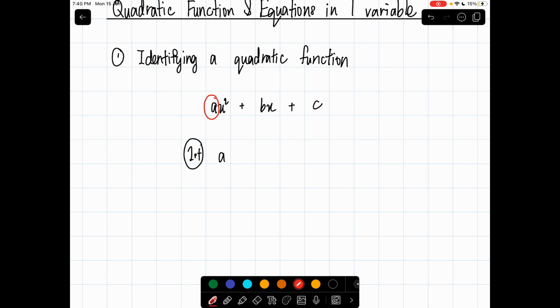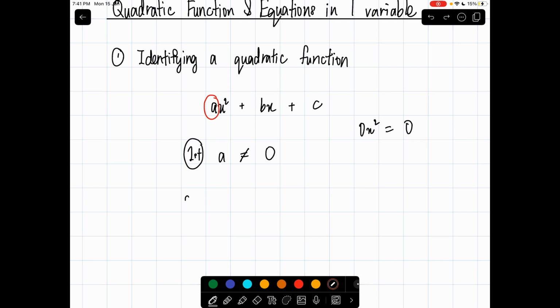First one is that a cannot be 0. Because if a is 0, 0x squared means 0. So by having a as 0, we essentially cancel out x squared. That's false. But at the same time, b and c can be zeros. If you have 0 here, it's possible it can be 0 here as well. It is alright to have b and c to be 0, but a can never be 0.